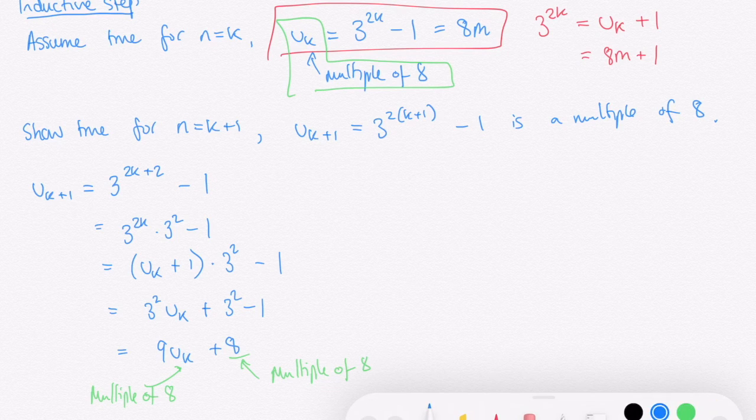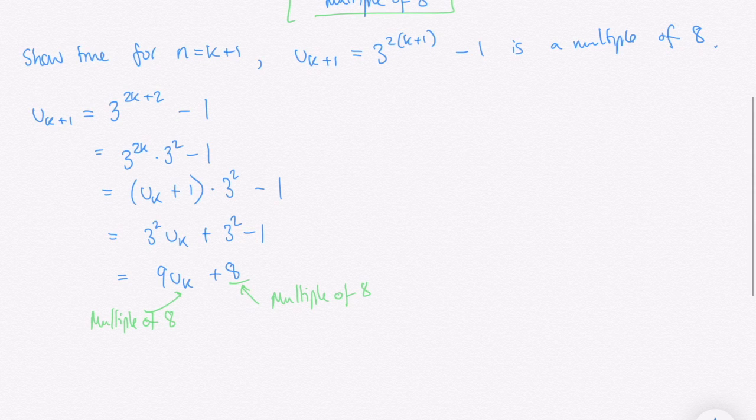And just if you need extra convincing, if we let uk be a multiple of 8 and call that 8m, we get 9 lots of 8m plus 8. We can take out a factor of 8, which leaves 9m plus 1. So clearly uk plus 1 is a multiple of 8 if uk is a multiple of 8.